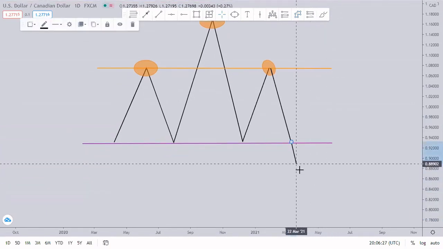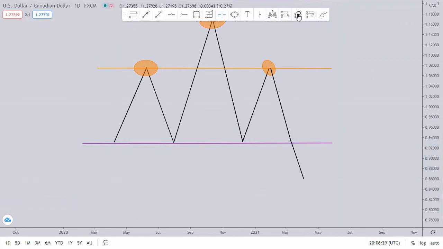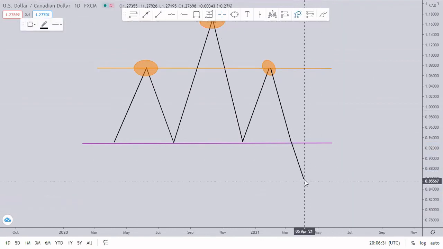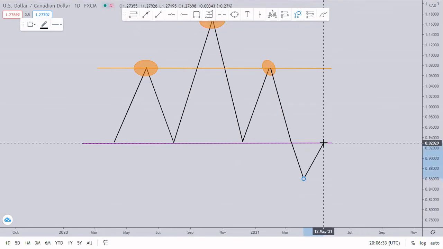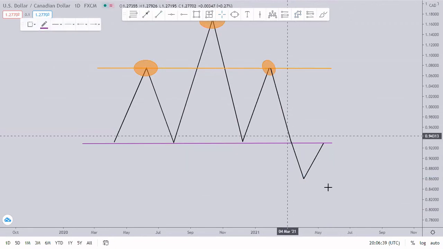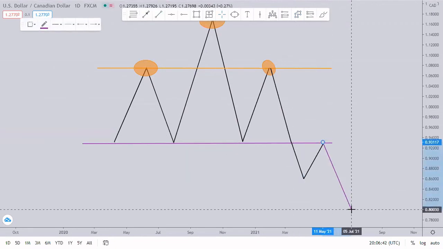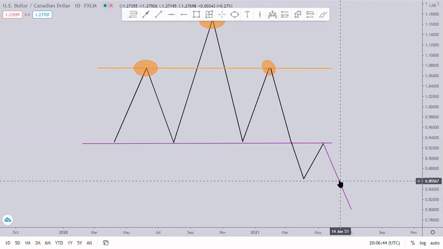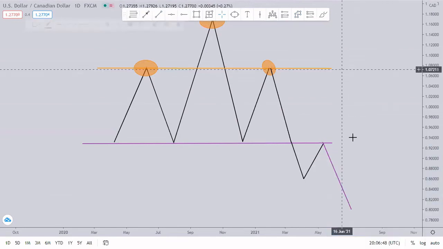Okay, but it could also break it. And if it does so, if it breaks it and it comes back to retest, you can add more positions there. You have positions up here, you have positions down here. You can add more positions there because that is a retracement. You can add more positions over there.